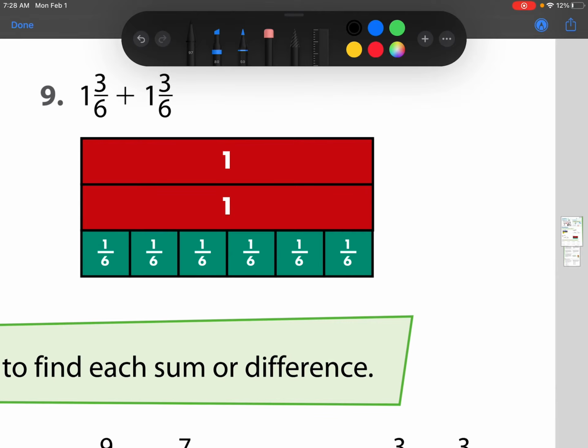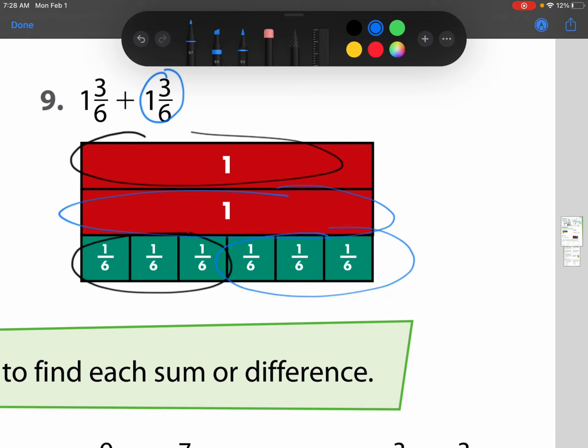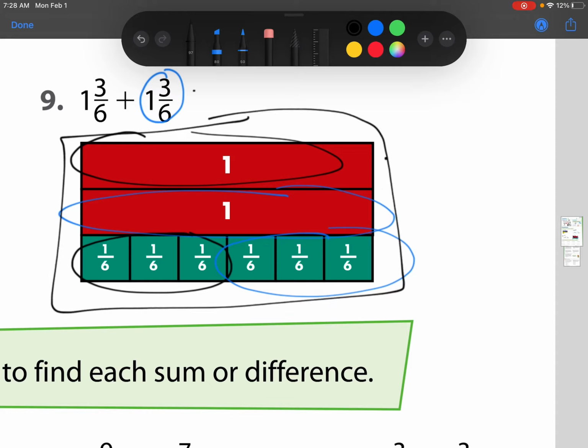And over here, we have 1 3/6. So here's our 1 whole, and here's 3/6. And then we have 1 whole and 3/6 here. So there's our 1 whole and 3/6. So what do we see when we add this together? Well, notice they're all the same size. They're all equal to 1 whole. So this is 1 plus 1 plus 1 whole. We have 3 wholes here.